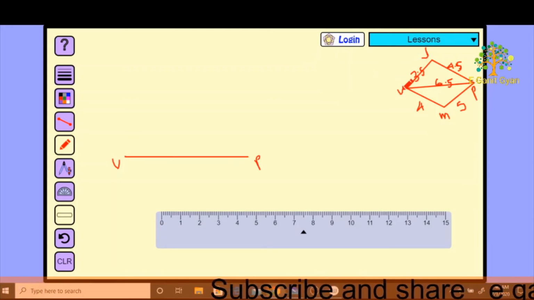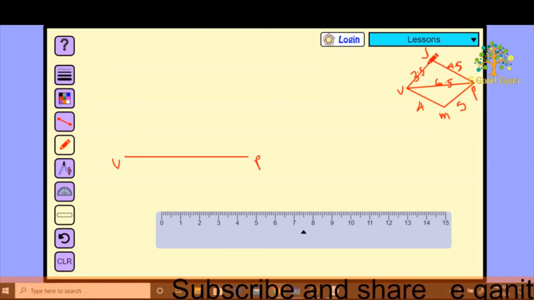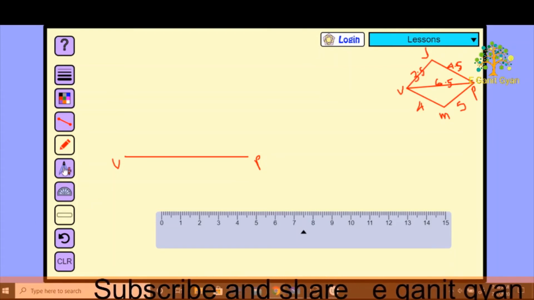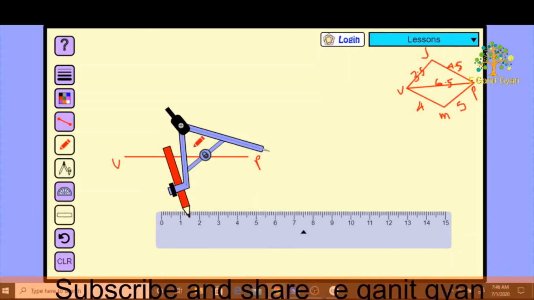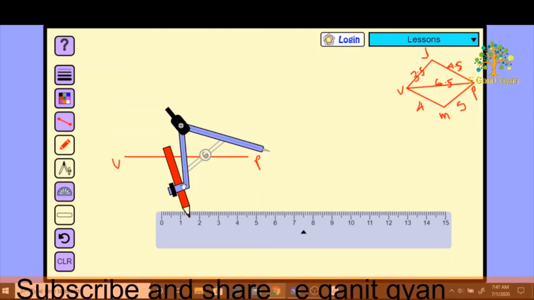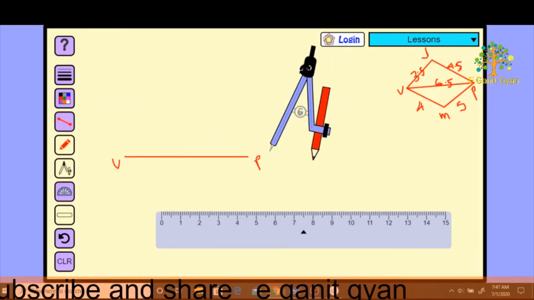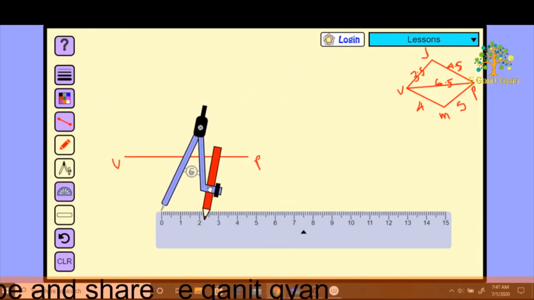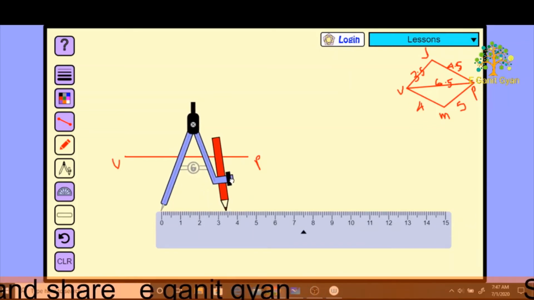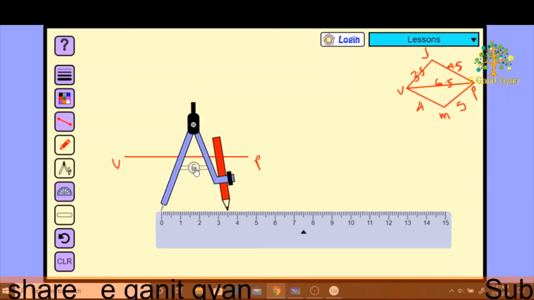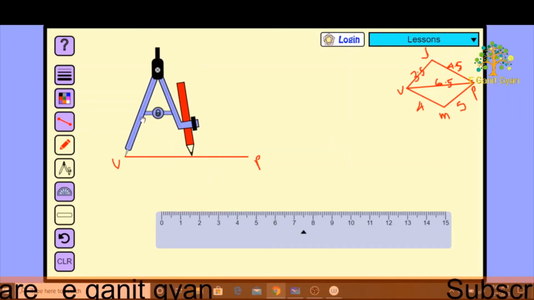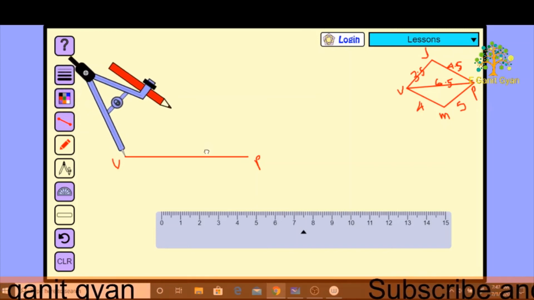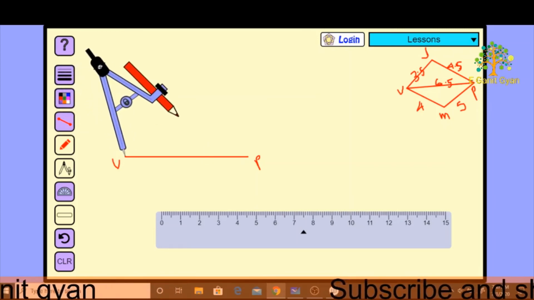Now with the help of the compass I will draw the 3.5 arc, the UJ arc. So with the help of the compass I can take 3.5. Let me fix this first of all. I need to draw a 3.5 centimeter arc here, so I will draw it.